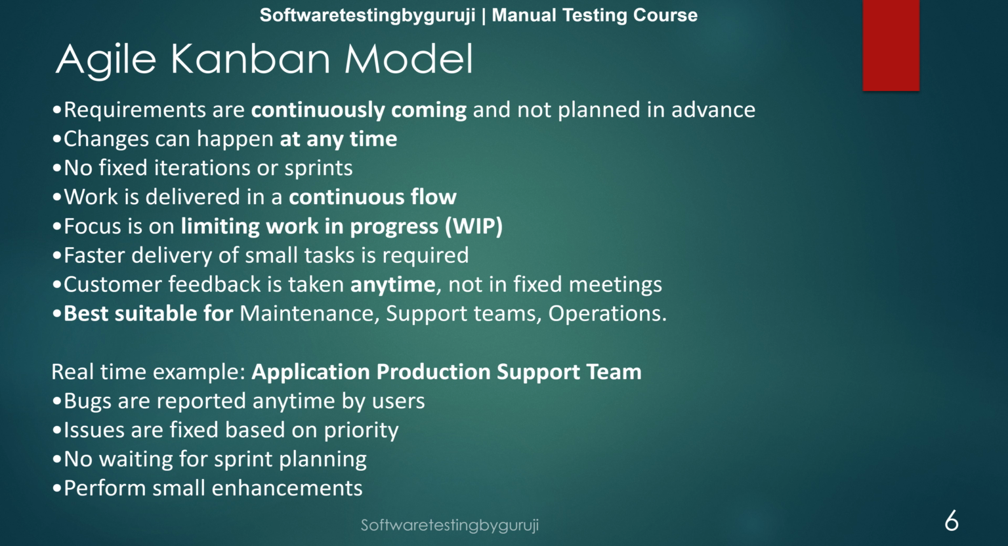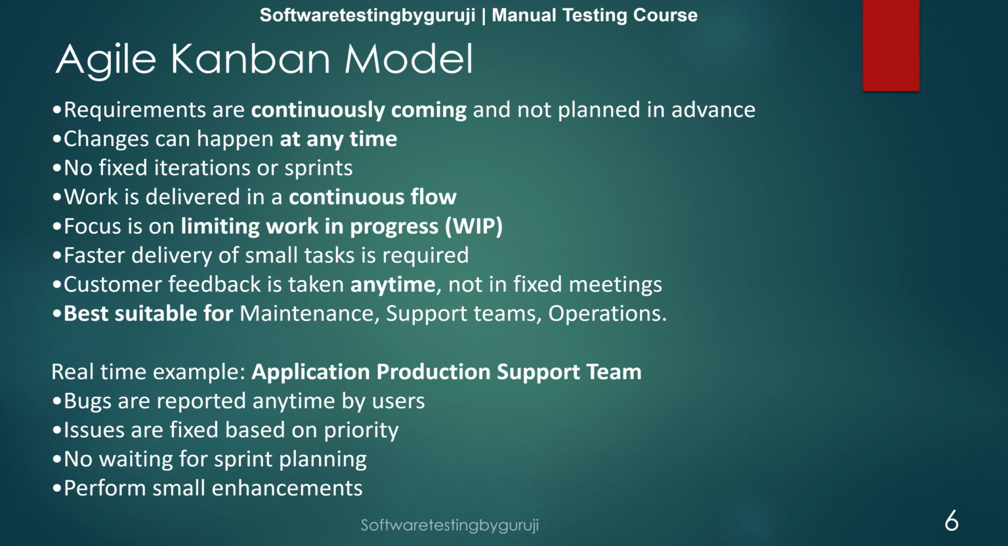Then the third one, Agile Kanban model. Requirements are continuously coming and not planned in advance. Changes can happen at any time, no fixed iteration or sprint. Work is delivered in a continuous flow. Focus is on limiting work in progress, that is WIP. Faster delivery for small tasks is required. Customer feedback is taken anytime, not in fixed meetings. Best suitable for maintenance, support teams, and operations.